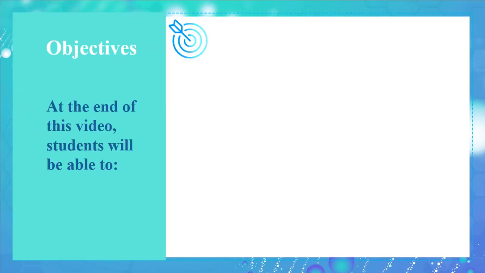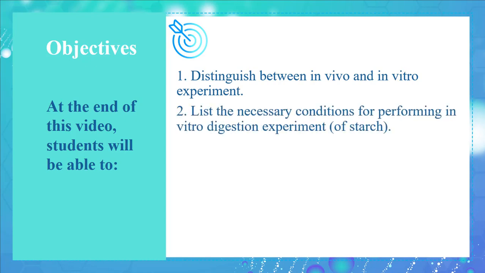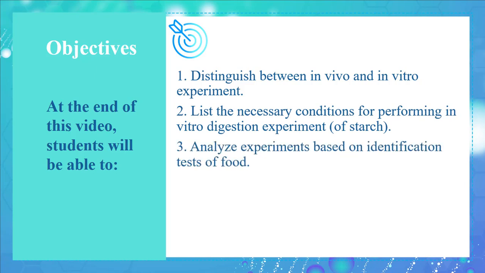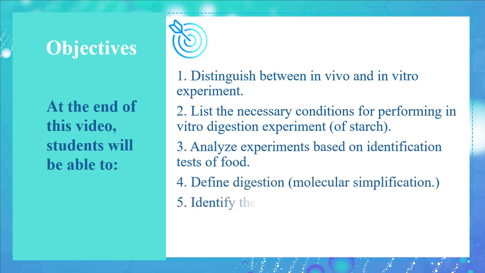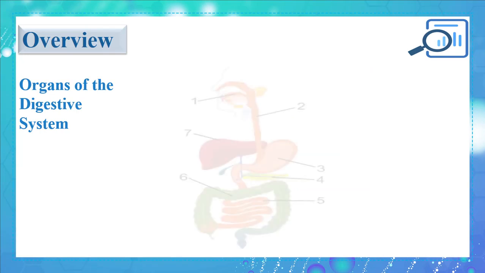At the end of this video, you will be able to distinguish between in vivo and in vitro experiment, list the necessary conditions for performing in vitro digestion experiment of starch, analyze experiments based on identification tests of food, define digestion or molecular simplification, identify the control tube and indicate its role, and recognize that maltose is the result of the digestion of starch. Let's start by recalling the organs of the digestive system.